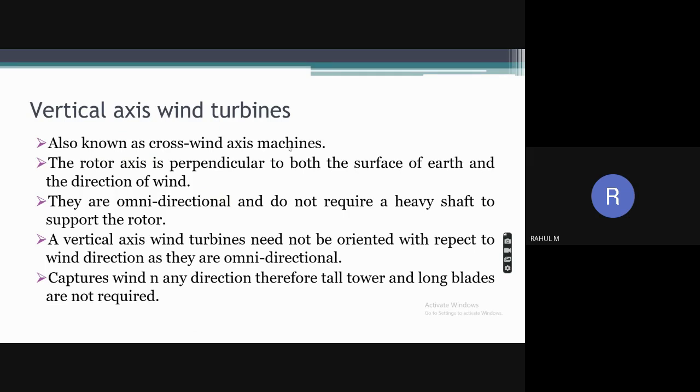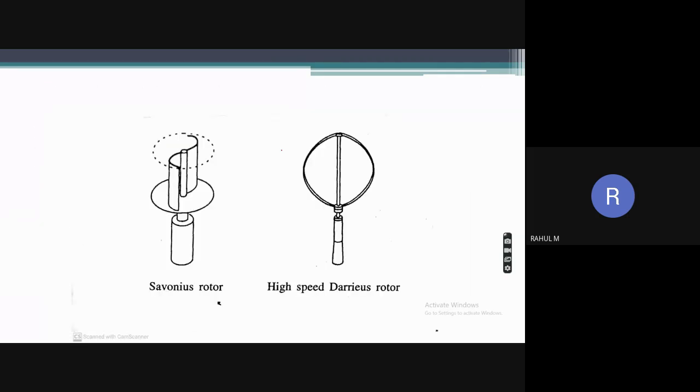And it is also called a cross wind axis machine. Okay, so it is something like this. There are two types of wind turbines, named after the two people who proposed the designs. One is the Savonius rotor and the second one is the Darrieus rotor. Okay, so the basic difference between these two types.